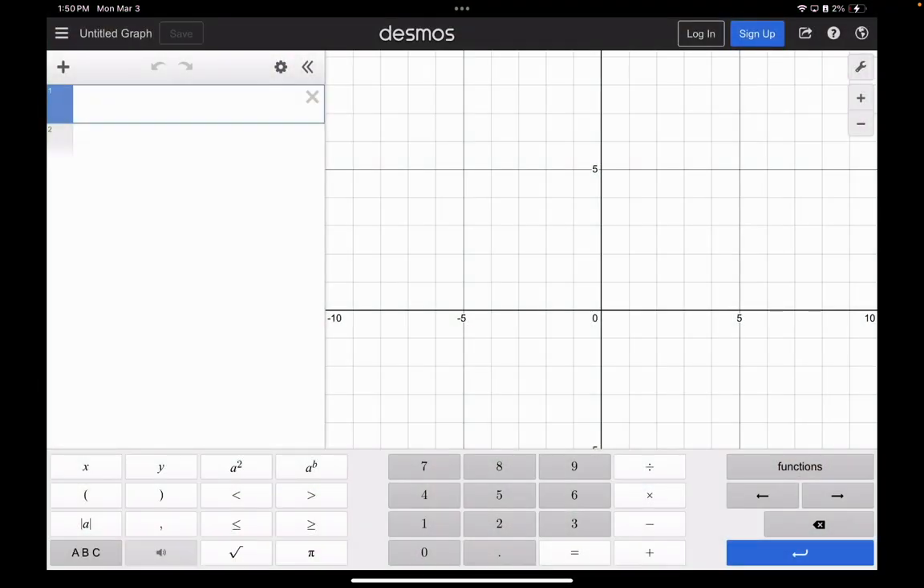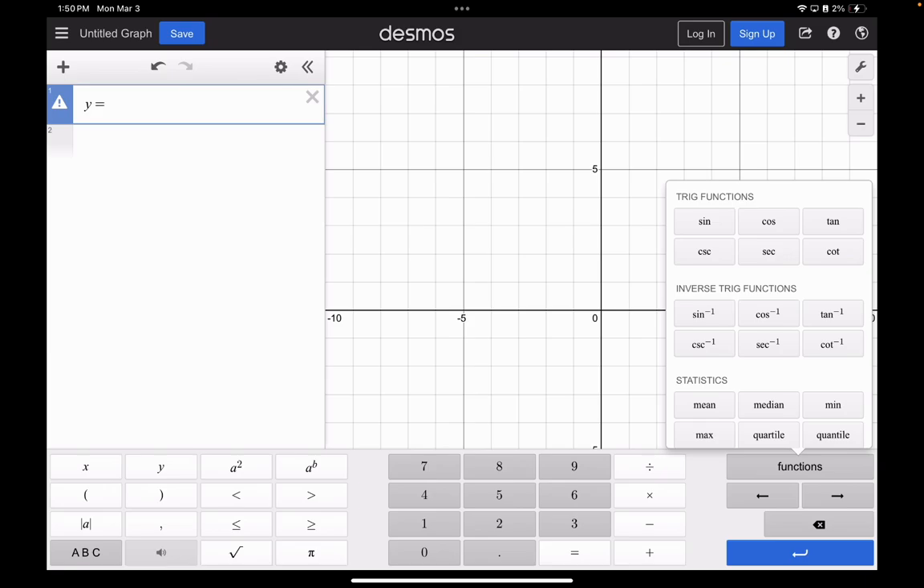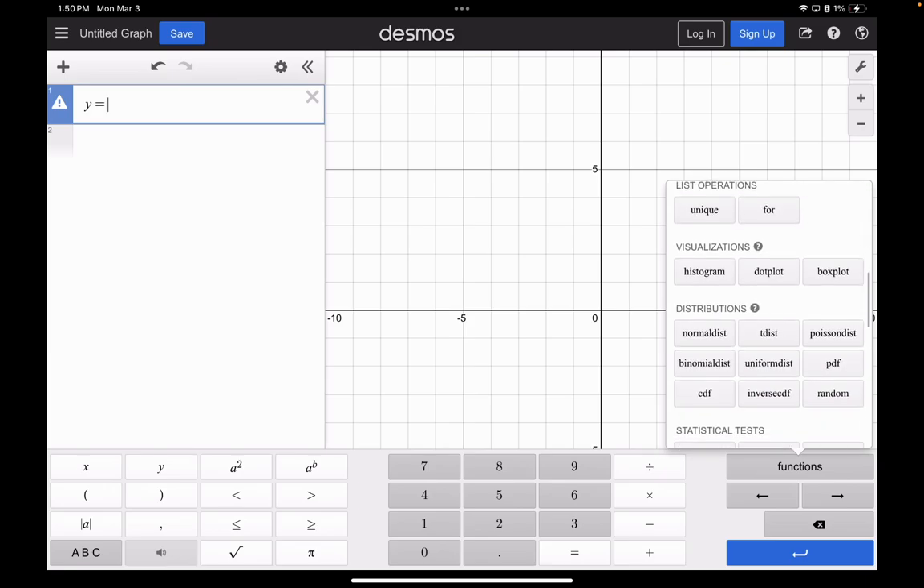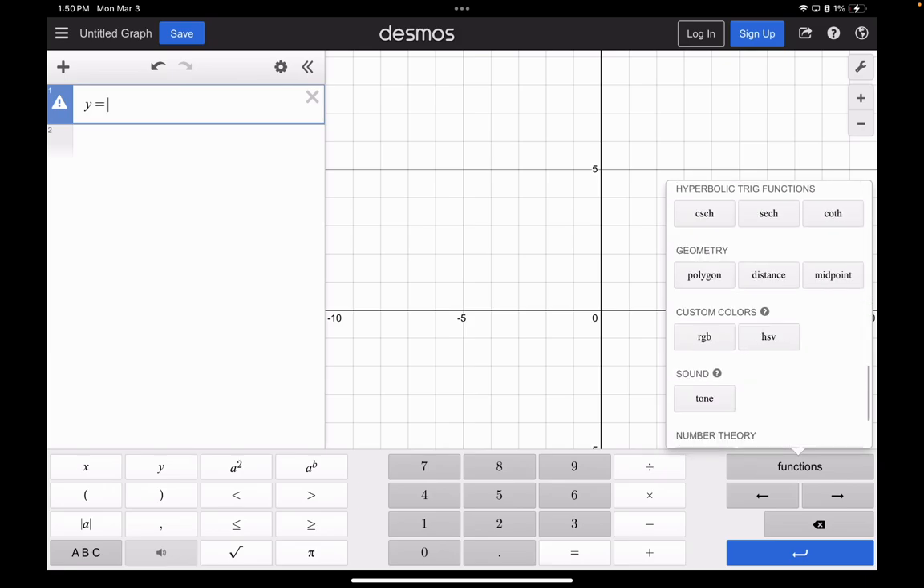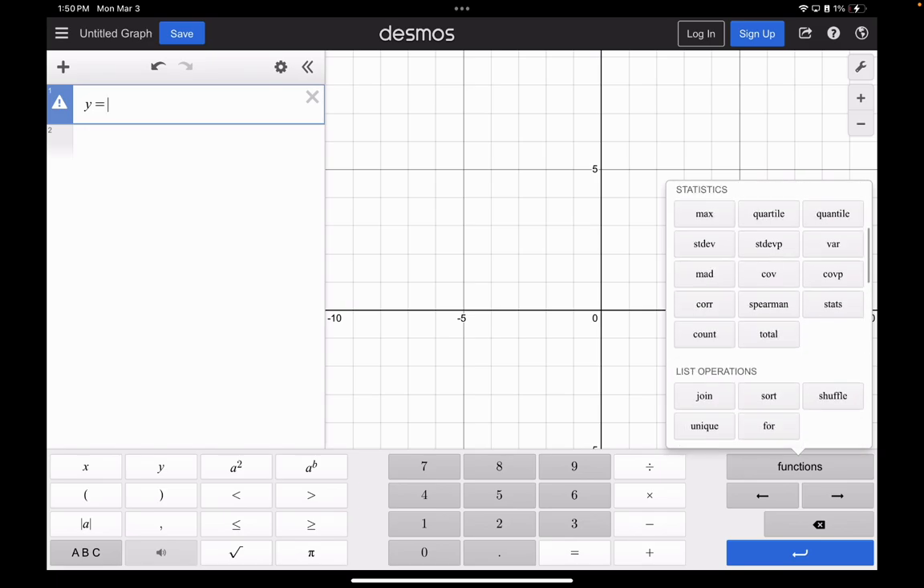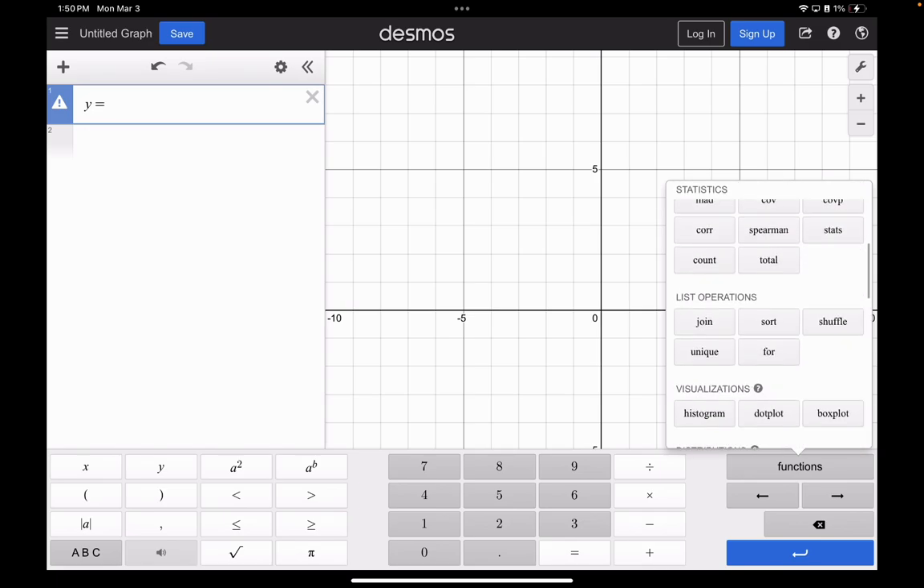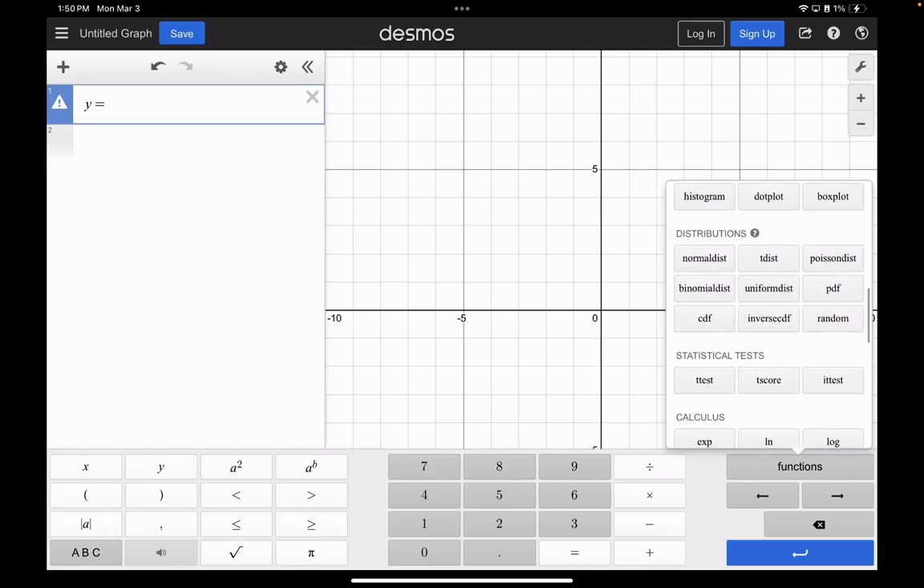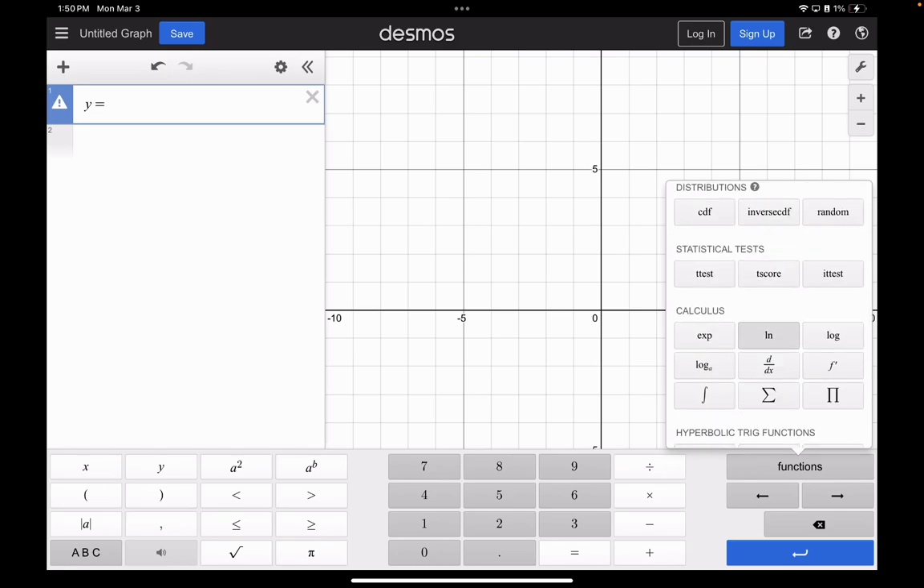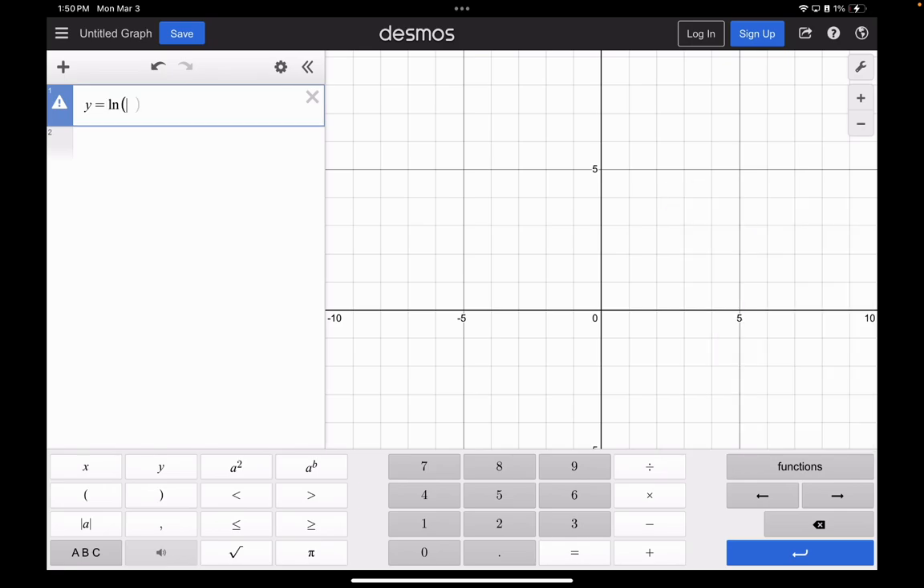All right, let's graph that first one. What was the function, and what did we say the domain was? I'm going to click on functions here, and go to ln. Calculus. ln x minus 2.